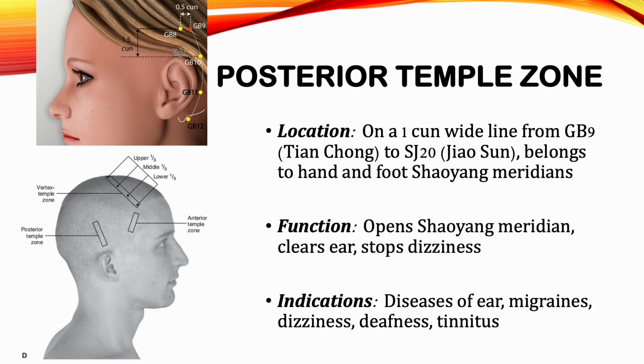Posterior temple zone. This zone is located on a 1 cun wide line from Gallbladder 9 to Triple Burner 20 and belongs to the hand and foot Shaoyang meridians. Opens the Shaoyang meridian, clears the ear, and stops dizziness. Mainly used to treat diseases of the ear, migraines, dizziness, deafness, and tinnitus.